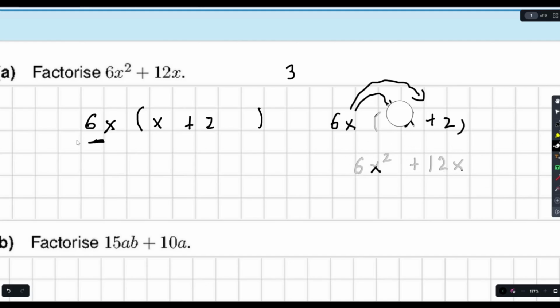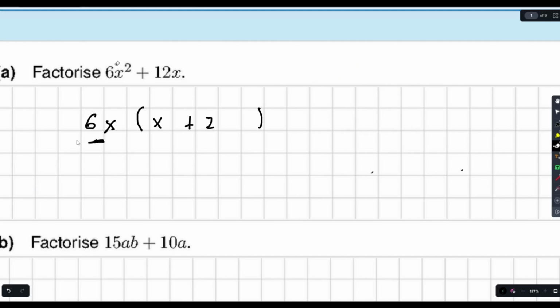So we're not solving an equation here, we're not doing anything to the 6x squared plus 12x, we're just writing it in a factored form, and factors means these brackets. So that's your final answer.